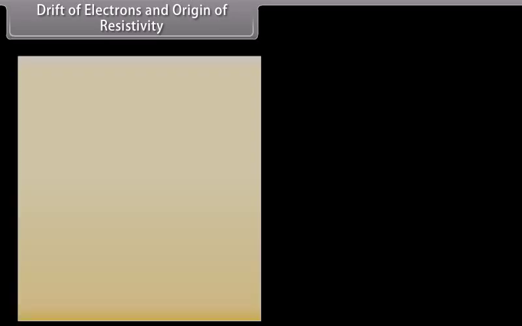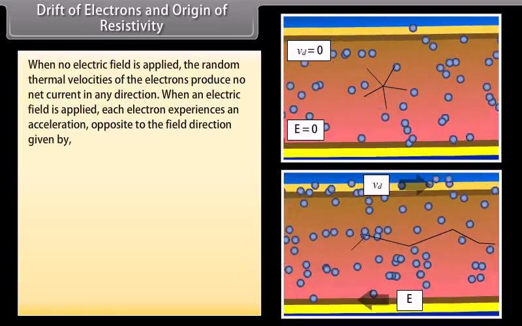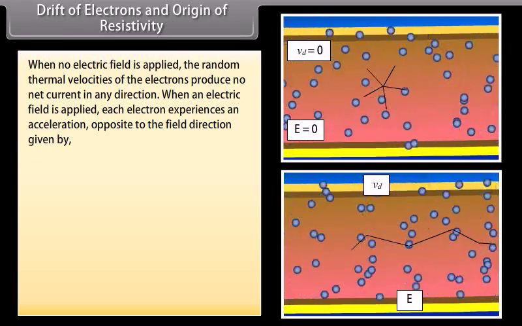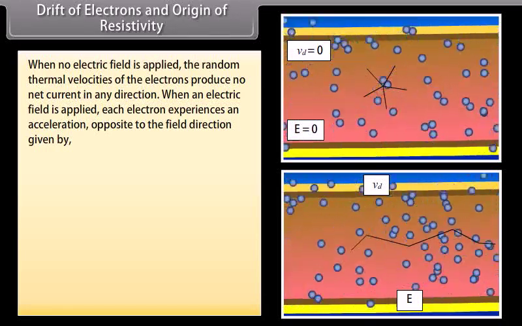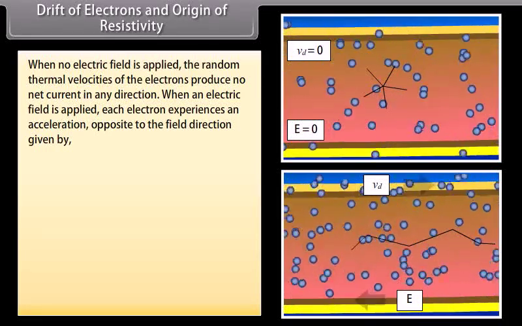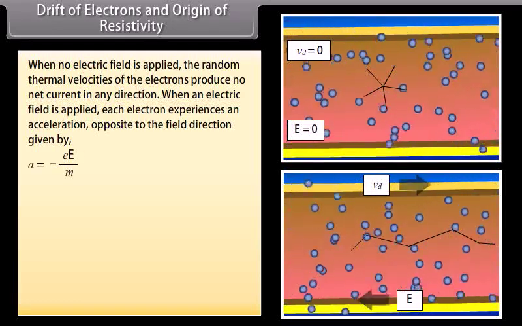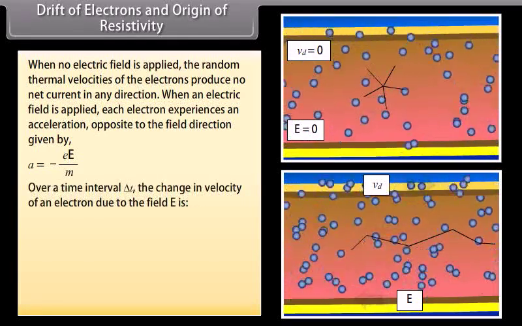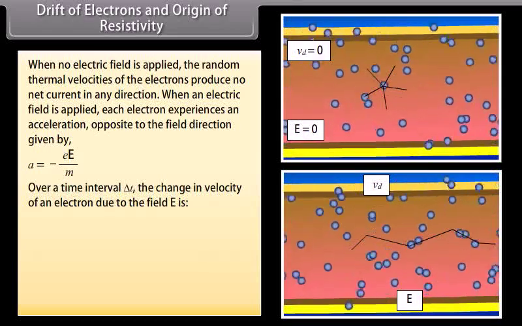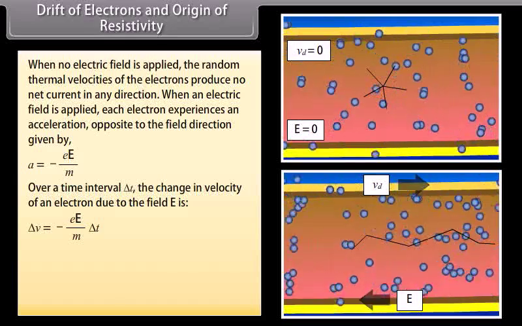Drift of electrons and origin of resistivity. When no electric field is applied, the random thermal velocities of the electrons produce no net current in any direction. When an electric field is applied, each electron experiences an acceleration opposite to the field direction, given by a is equal to minus eE divided by m. Over a time interval delta t, the change in velocity of an electron due to the field E is equal to the product of acceleration and time interval.